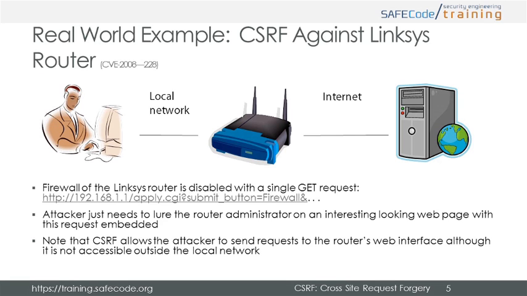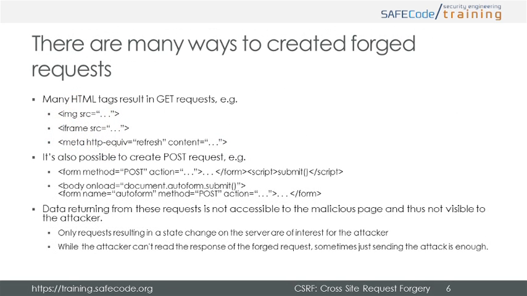In this example, the CSRF attack not only allows the attacker to misuse the victim's session, it also makes sending requests to the router's web interface, typically unreachable from outside the local network, possible. Many potential opportunities exist to embed GET requests in a web page. HTML image and iframe tags make the browser load images or frames from a given URL. Attackers can then embed the forged request in the corresponding URL parameter. A URL can also be included as a refresh parameter in the web page meta tags.